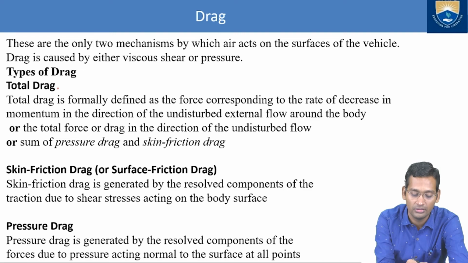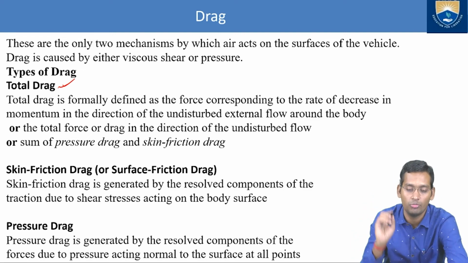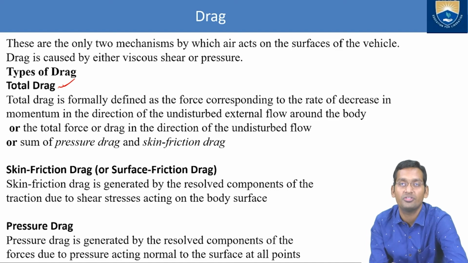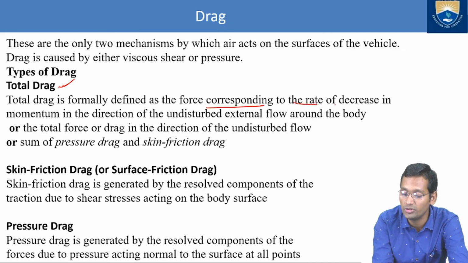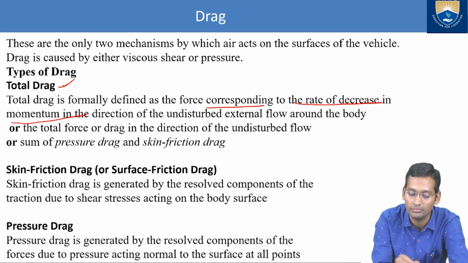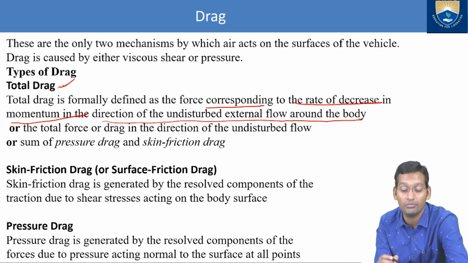So the first one is total drag, meaning overall how much drag is produced on the whole body, or how much drag it is experiencing. Total drag is formally defined as the force corresponding to the rate of decrease in momentum in the direction of undisturbed external flow around the body.